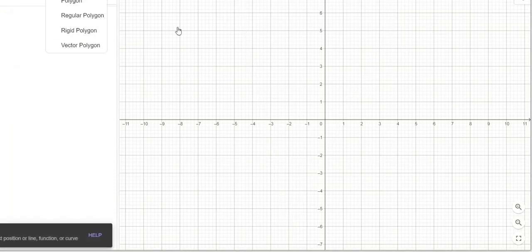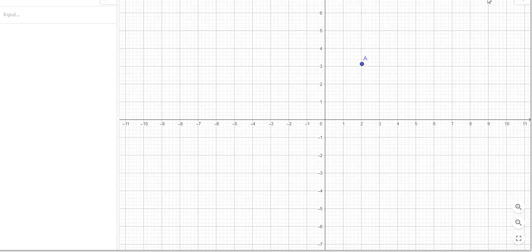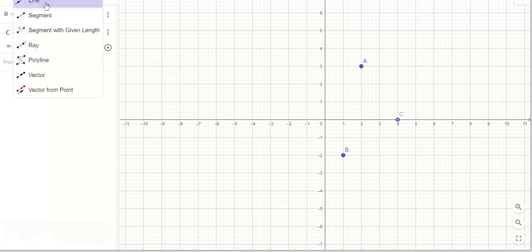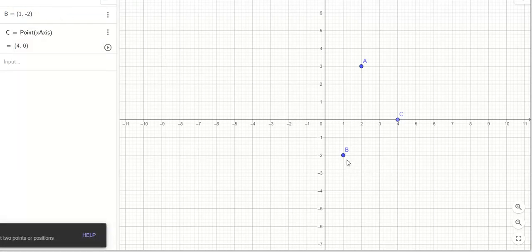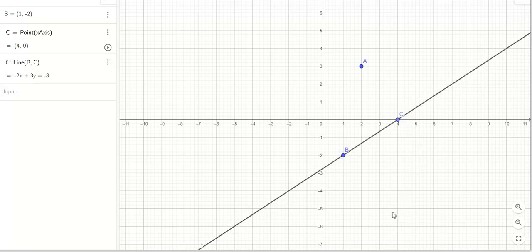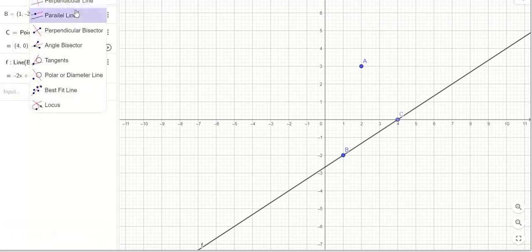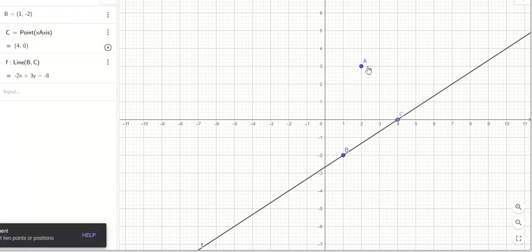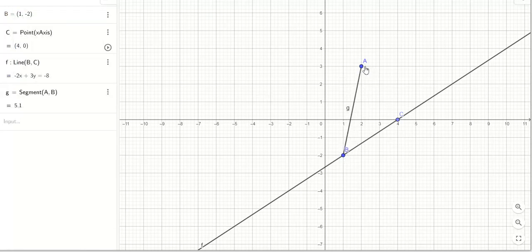Okay, what's A? 2, 3. Oh, sorry, undo. 2, 3. Yeah, what's B? 1, minus 2. What's C? 4, 0. Okay. Now, if I was to make a triangle out of this, the first thing I'm going to do is make a line out of BC. Everybody see BC? That's the line, yeah. And the next thing we are going to do is link A to B. So everybody see a triangle ABC?